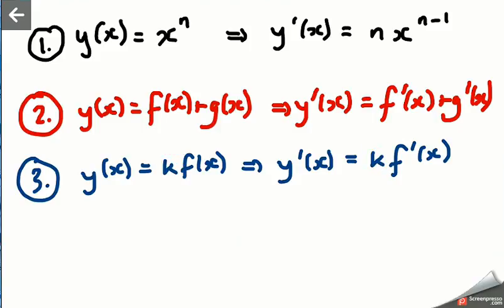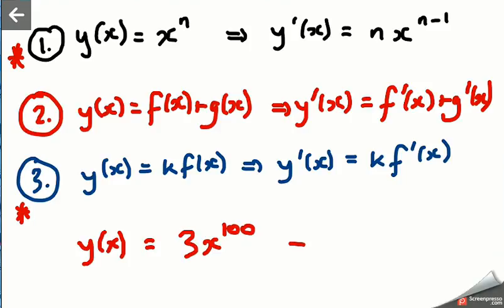So we can put a couple of these things together now. Using rule number 1 and rule number 3, we know that if y of x is equal to 3 times x to the power of 100, then y prime of x is equal to 3 times 100 times x to the power of 100 minus 1. That's 300 x to the power of 99.